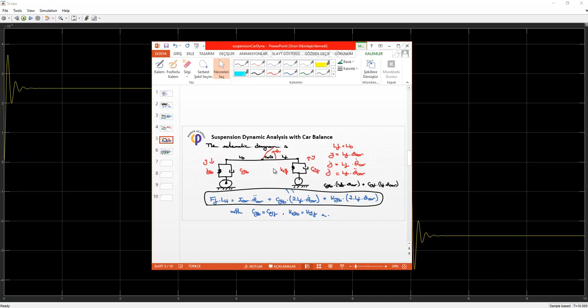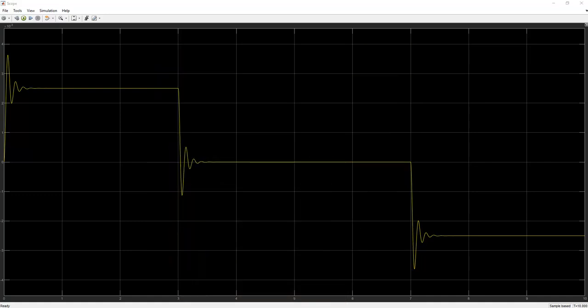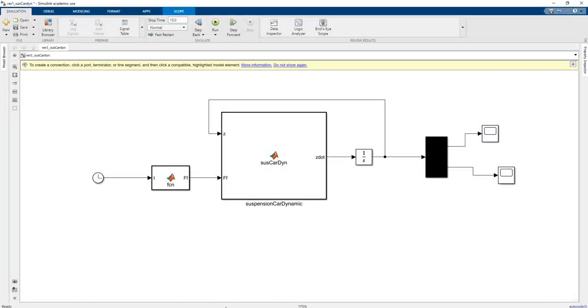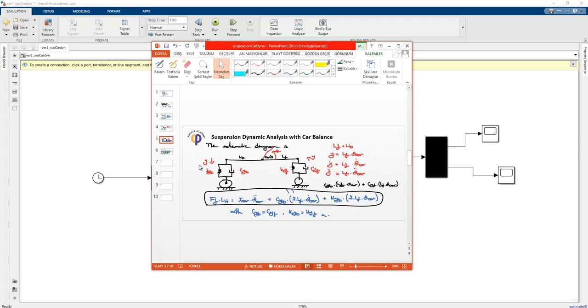How about our general forces? These terms are produced in the radian direction, but in our system we have the y position in here, y position in here.